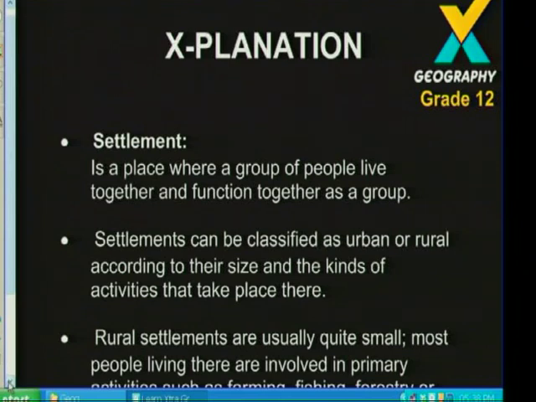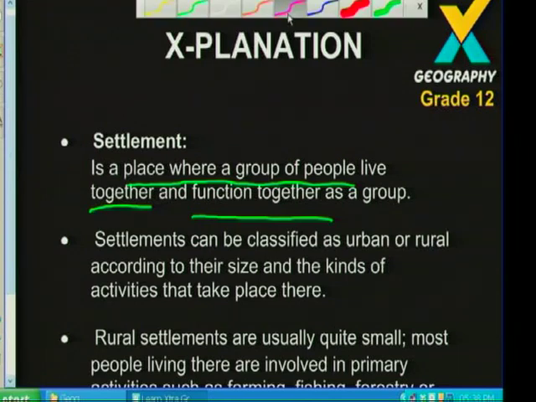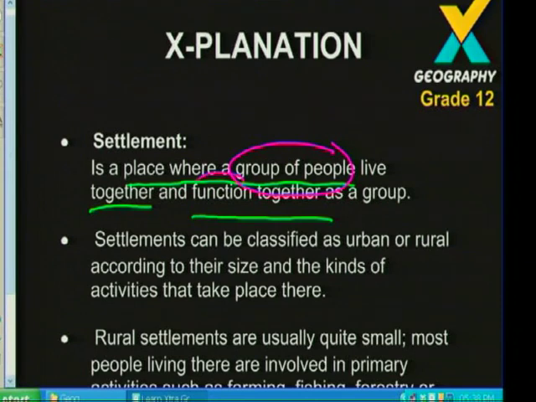Let's start off with the basic concept of settlement. A simple definition to understand settlement will be as follows. A settlement is a place where a group of people live together and function together. So in terms of this, the two keywords we need to highlight are group of people and function. When we bring these two concepts together, a grouping of people and the functions that surround them, we create a settlement. Remember, settlements are classified as follows.